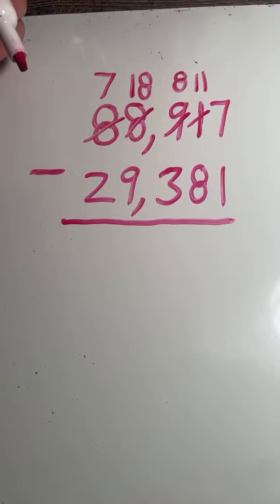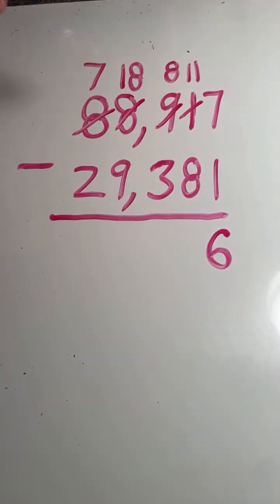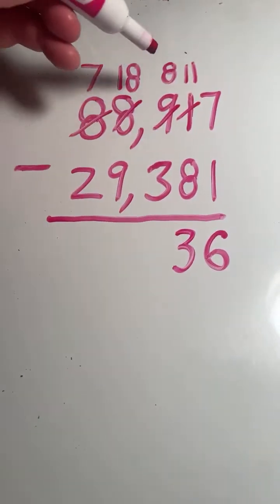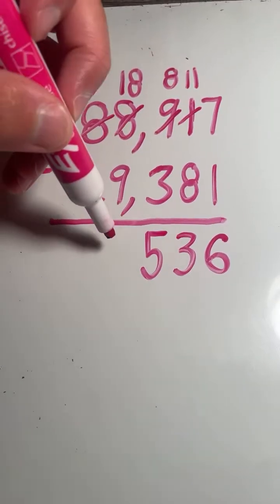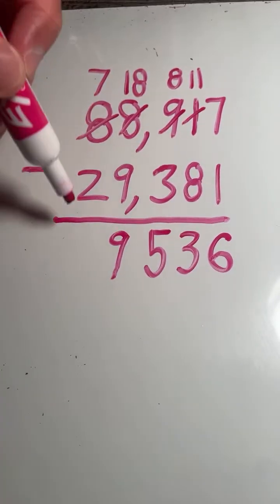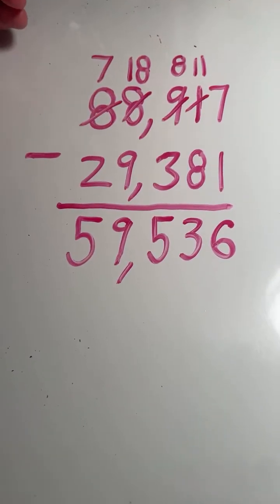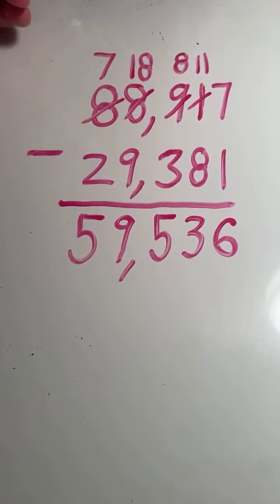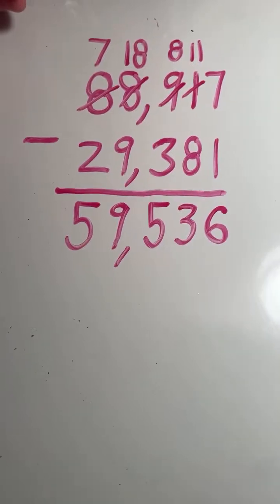And now we are ready to subtract. 7 minus 1 equals 6. 11 minus 8 equals 3. 8 minus 3 equals 5. 18 minus 9 equals 9. And 7 minus 2 equals 5. And we have our final answer, 88,917 minus 29,381 equals 59,536.